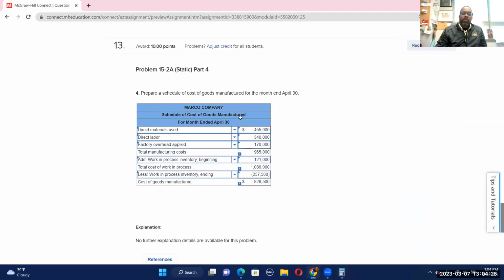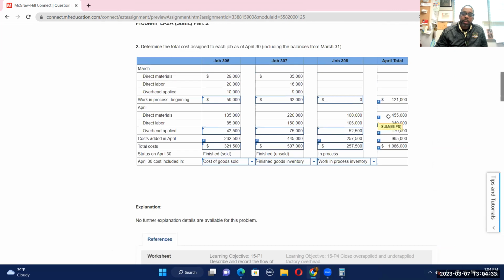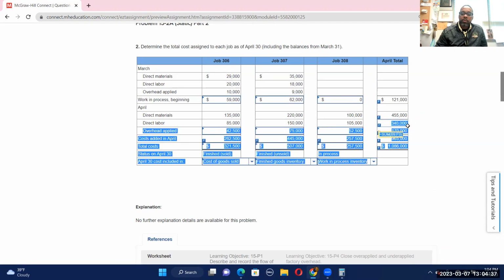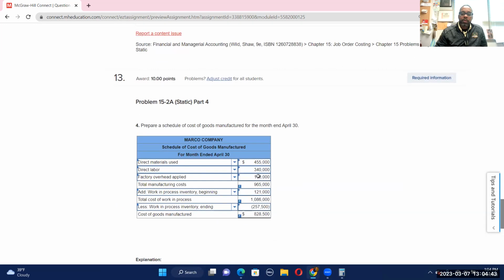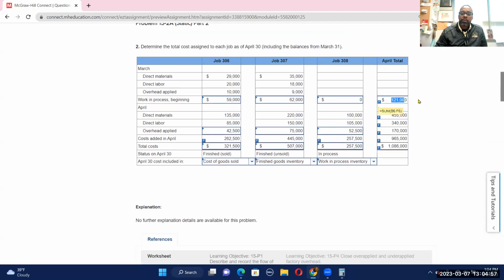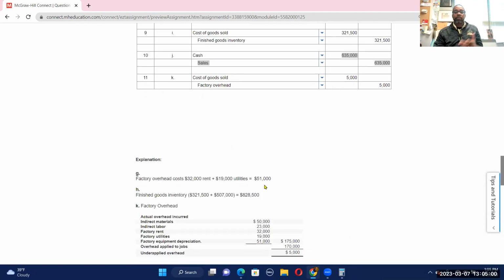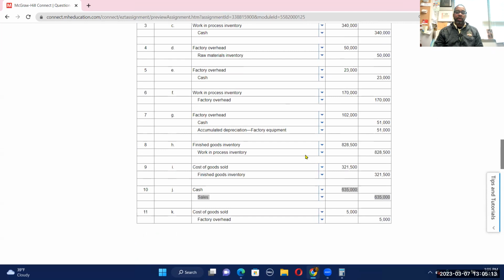Yeah. So schedule of cost of goods manufactured: direct materials used is 455,000. Direct labor is 340,000. Overhead is going to be 170,000. So you just put those down here: 455,000, 340,000, 170,000. Add these three together, you get $965,000. What was beginning work in process? Beginning work in process was 121,000. Sorry. So we're going to put that down here. Add this to the total manufactured cost. You get total cost in work in process is 1,086,000. Subtract that from the ending work in process.